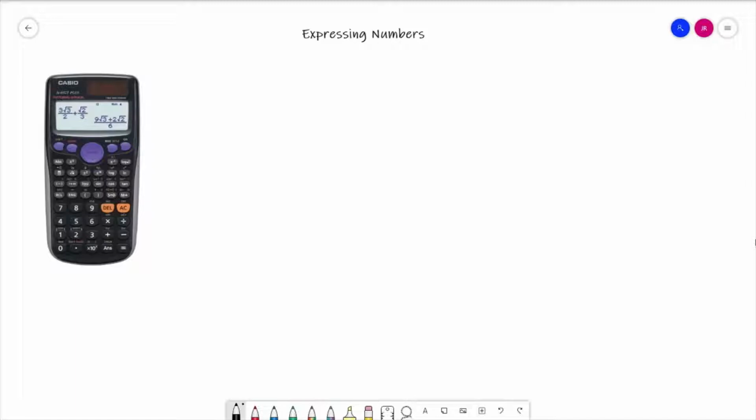Now, expressing numbers is one of the sort of soft skills for A-level physics that sometimes isn't explicitly taught, but we do just need to make sure that we know exactly how we're expected to write down a number at the end of a question, at the end of a problem. Now, just to get you started, hopefully for this lesson you've got a calculator with you. If not, please just go and get one quickly.